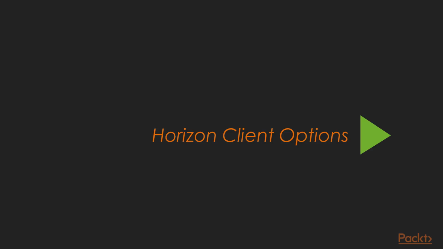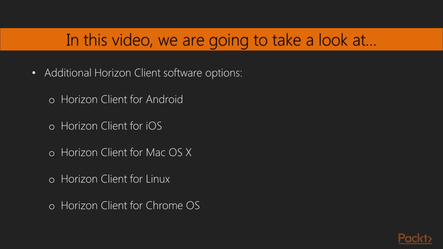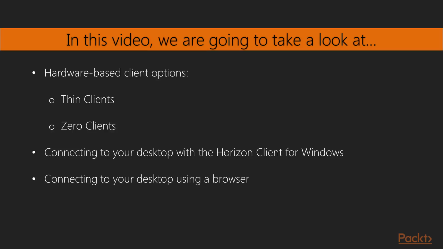So let's get started and take a look at the Horizon clients that are available and also some of the other ways a user can connect to their virtual desktop machine. We're going to start by looking at the different Horizon client software options, before then looking at some of the hardware-based options such as thin clients and zero clients. Finally, in this section, we're going to download and install the Horizon client for Windows, and once installed, we will connect to one of the virtual desktop machines that we created back in Volume 2. We'll also look at how to connect to a virtual desktop machine using a browser.